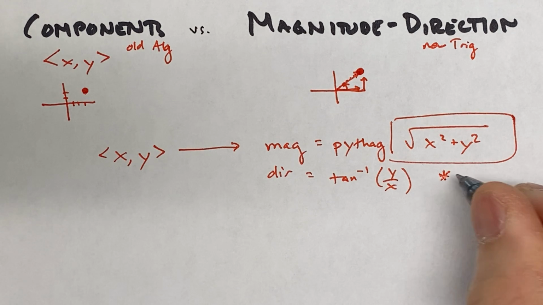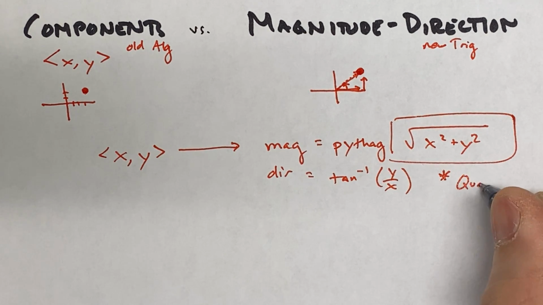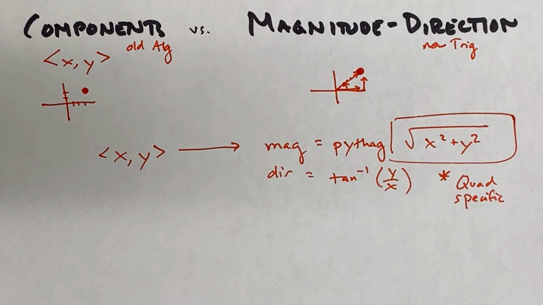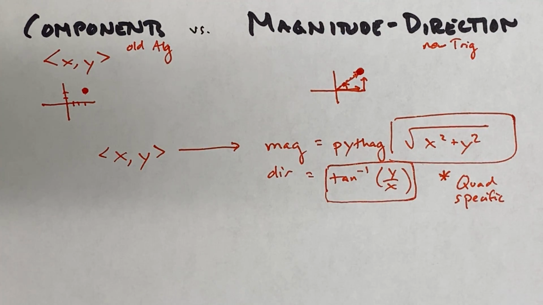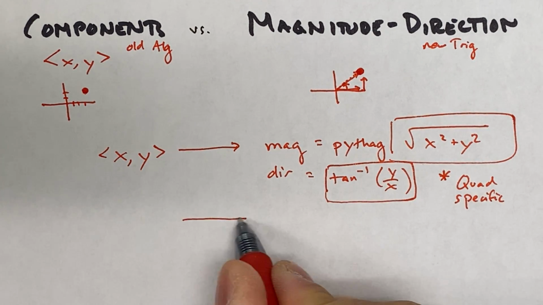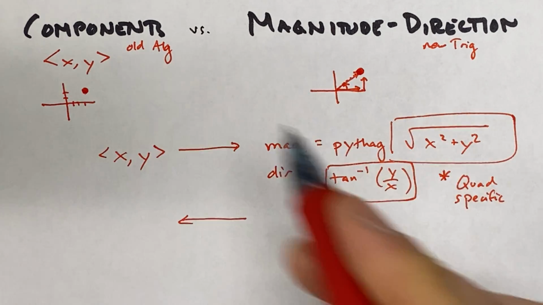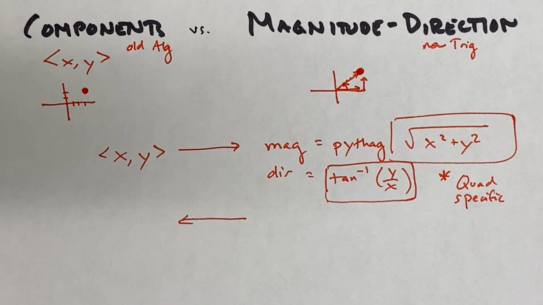And also, please make a note of this. It is quadrant specific. In other words, you've got to make sure that you're in the correct quadrant, 1, 2, 3, or 4, because sometimes, most of the times, your calculator won't know. So you have to be able to decipher that. Okay, so going from here to here is the trickier part. Going from magnitude and direction back to its component form is actually easier.